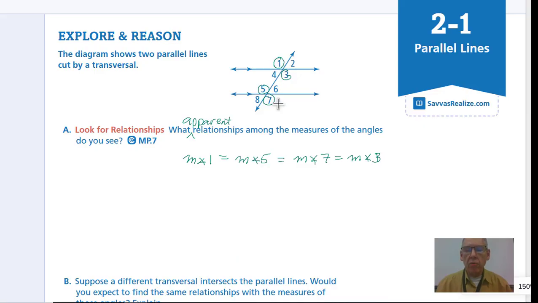One's on the left, one's on the right. In exterior, they're outside the parallel lines. 1 is above the top parallel line, 7 is below the bottom parallel line. That makes these alternate exterior angles. So these angles all appear to be congruent to each other, which means that 2, 4, 6, and 8 are also going to have a similar argument as to why those angles have the same measure also.